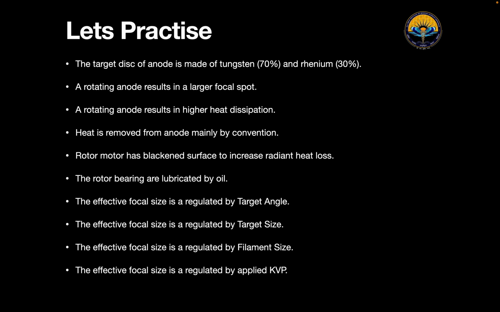Next set, our target disk of anode is made up of tungsten and rhenium in 70 to 30% combination. A rotating anode results in larger focal spot. A rotating anode results in higher heat dissipation. Heat is removed from anode mainly by convection. Rotor motor has blackened surface to increase radiant heat loss. The rotor bearings are lubricated by oil. The effective focal size is regulated by target angle, target size, filament size, and applied kVp.